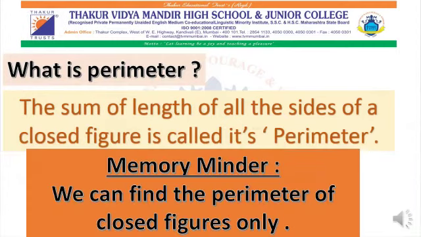Students, what is perimeter? Yes, perimeter is the sum of the length of all the sides of a closed figure. It's called its perimeter. Now here the word closed figure is most important. We can find the perimeter of closed figures only. We cannot find out the perimeter of the open figure, because for counting the boundary or the outside border, it's called the perimeter.